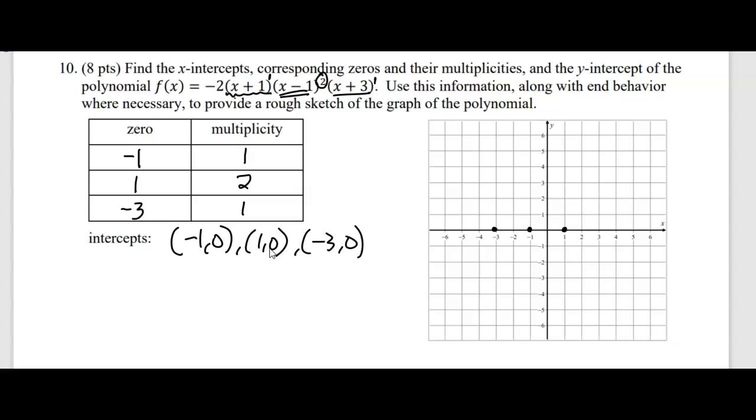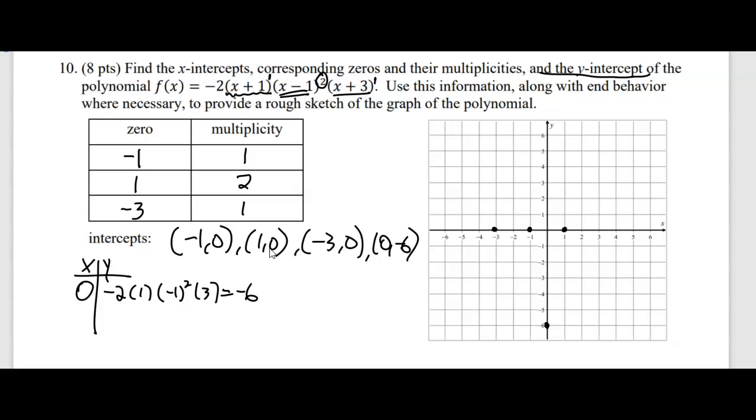Okay, now I'm just going to plot one point. If I plug in 0 into this, we have negative 2 times 1 times negative 1 squared times 3, and that is all negative 6. So the y-intercept, I can now tack on here: 0, negative 6. This should be enough information for us to finish the sketch of this graph. Let me demonstrate. 0, negative 6.